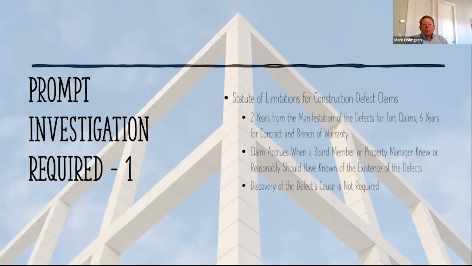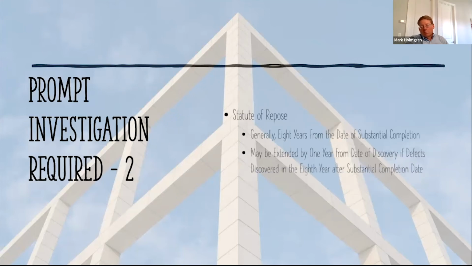And then you have something called the statute of repose, which is the ultimate cutoff for a construction defect claim. That is 8 years. When the building is 8 years old, you can no longer bring a claim, period. Of course, there's an exception, like everything else in law. If the defect's discovered in the 8th year, then you get a year from the date of discovery. So it can be 8 years and 1 day to 9 years if you discover it during the 8th year.